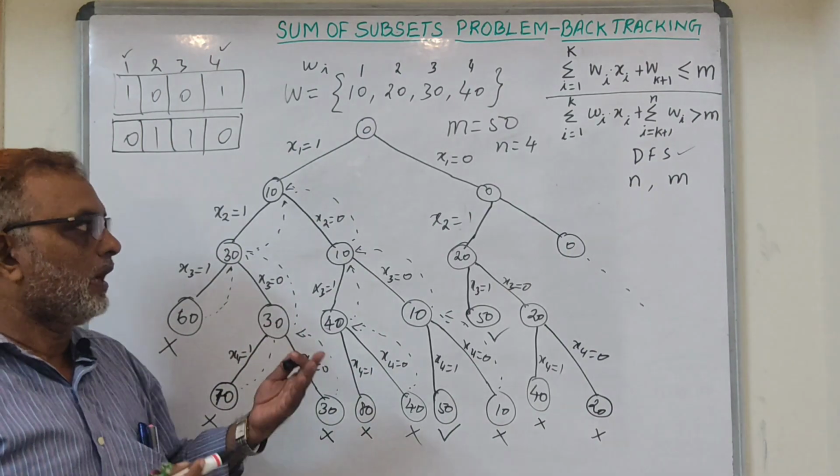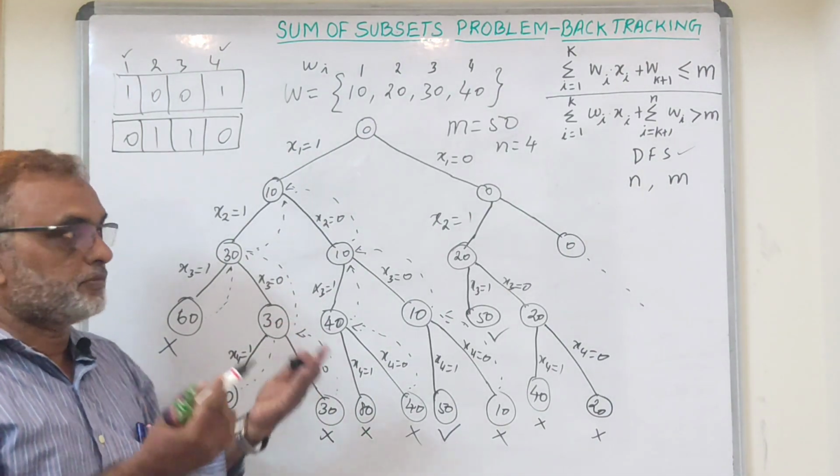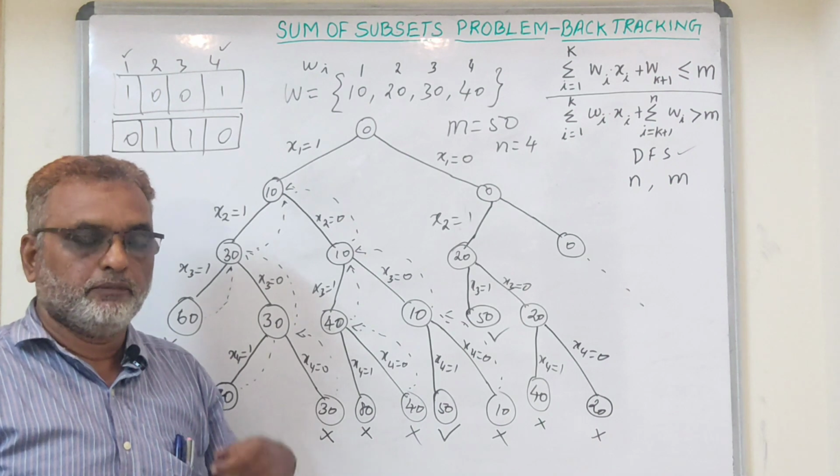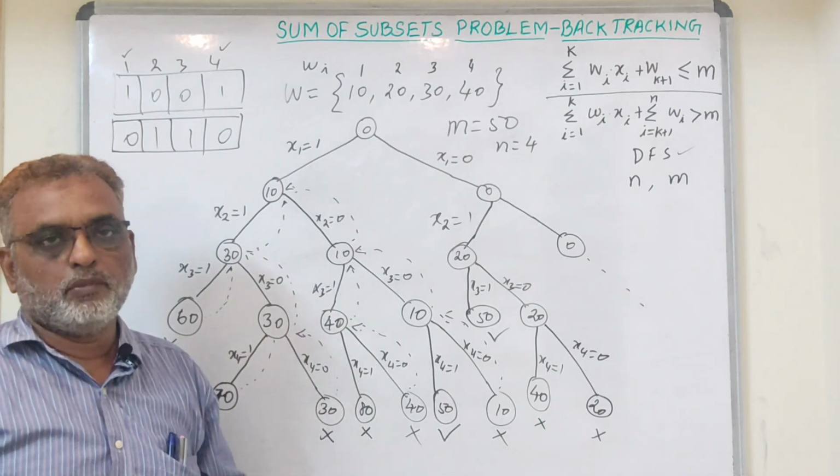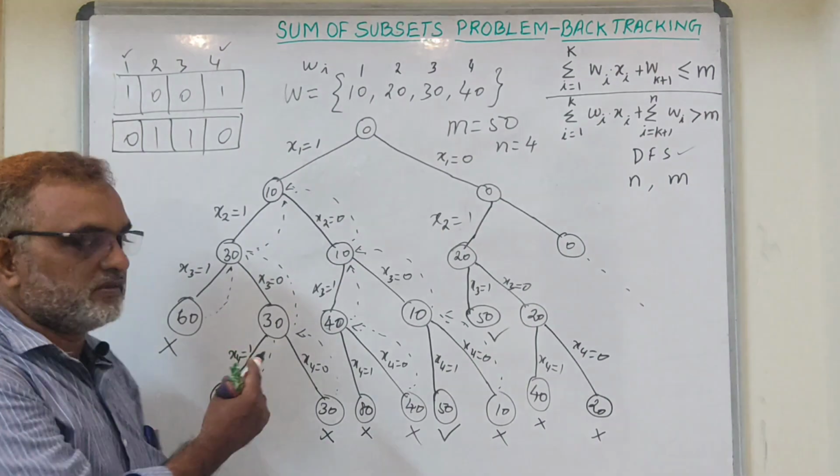So I explained what the subset problem is and how backtracking can be applied in this problem, how to solve the problem using the state space tree.